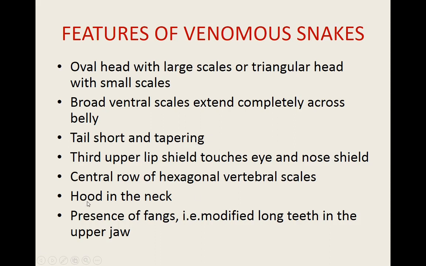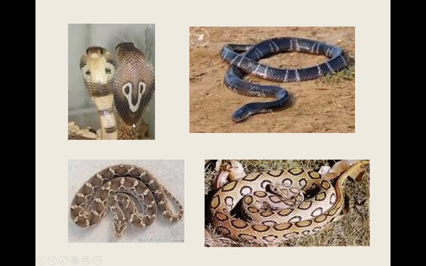And in the cobra, you can see a hood in the neck. As I showed you just now, the neck is expanded into a hood. Can you see here? This is the neck, expanded into a hood. And this hood has a spectacle mark. That is why it's called either binocellate if there are two spectacle marks, or monocellate if there's a single spectacle mark. That is characteristic of cobra.